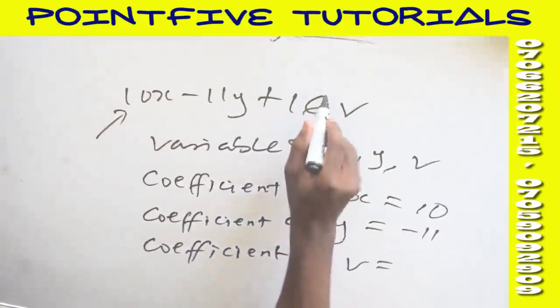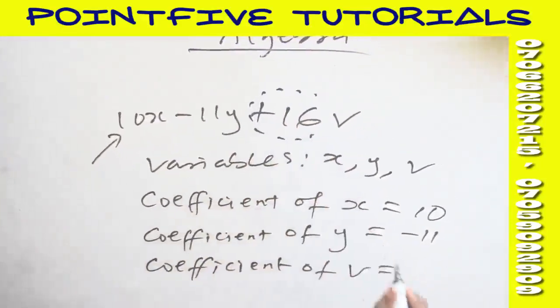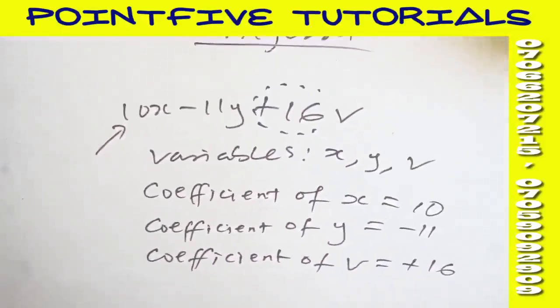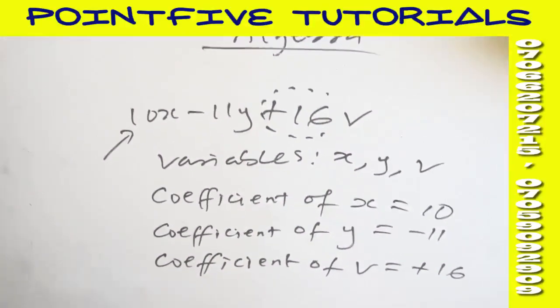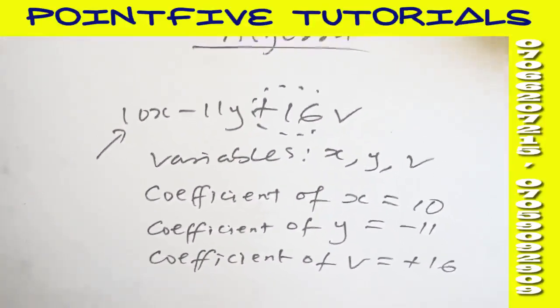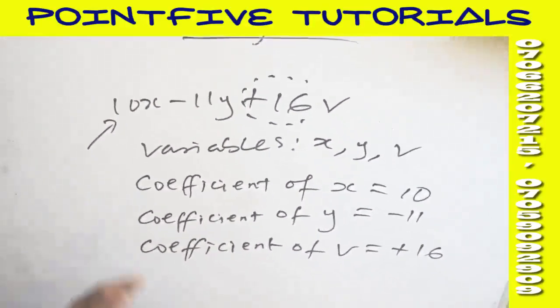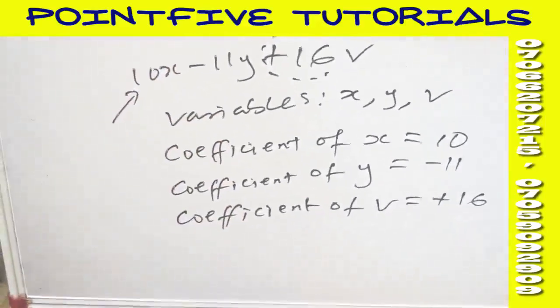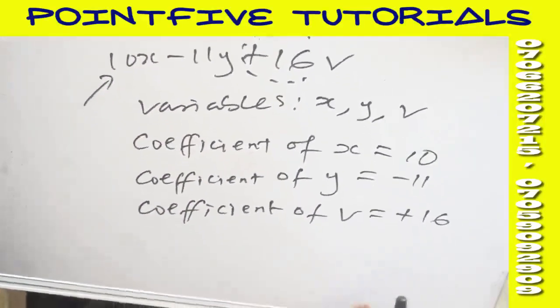So here now we have plus 16. Plus 16 is nothing but the coefficient of what? V. Coefficient means the number that is directly attached at the front of what? A variable. So when you check it, if you are seeing the sign, you put the sign alongside the number.